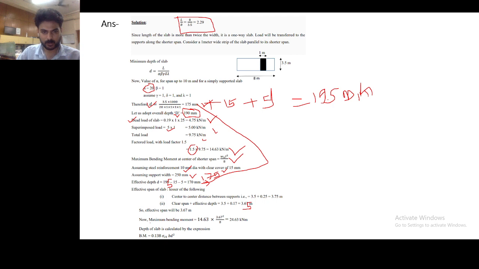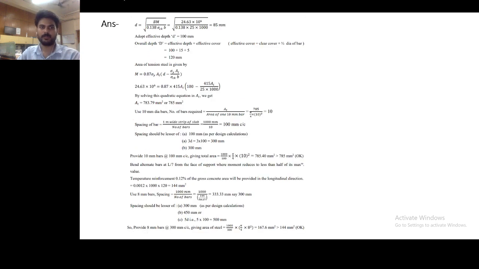Okay, so now we come towards calculating maximum bending moment. So we know 14.63 is our load and L square by 8. By doing that, we calculated the maximum bending moment. So now we have to calculate the D required, right? For that the formula we use is 0.138 FCK BD square. They have written sigma CK, we know that we can write it as FCK also. By rearranging for the calculation of D, we got D to be 85 mm, which is less than whatever we adopted.